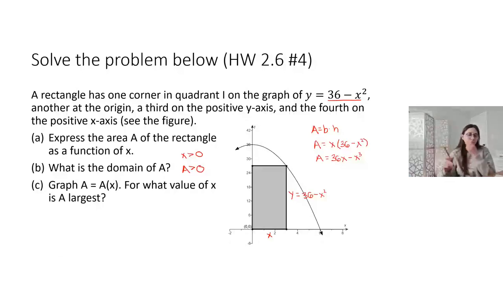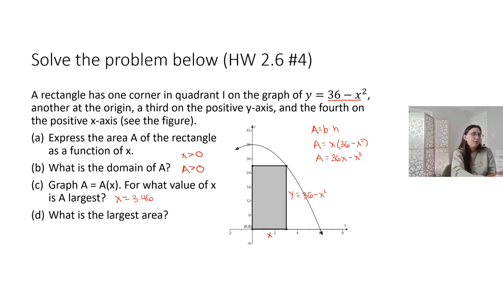So switching over one more time. The way I would answer this, for what x value is A the largest, is that x value is 3.46. Part D asks us, what is the actual largest area? That was that y value at the maximum. So that was 83.14.